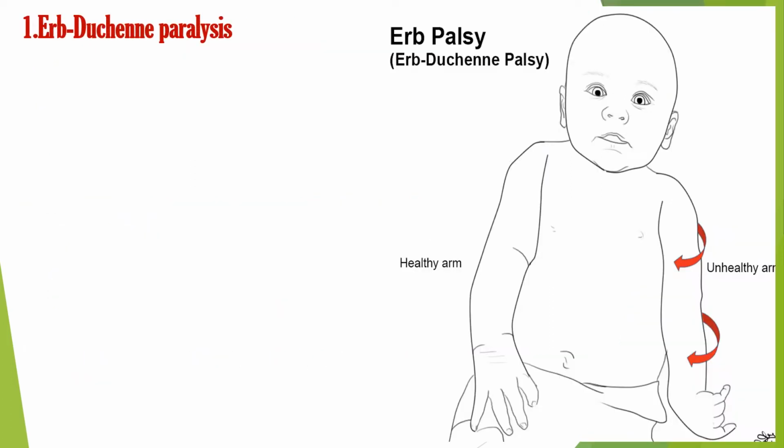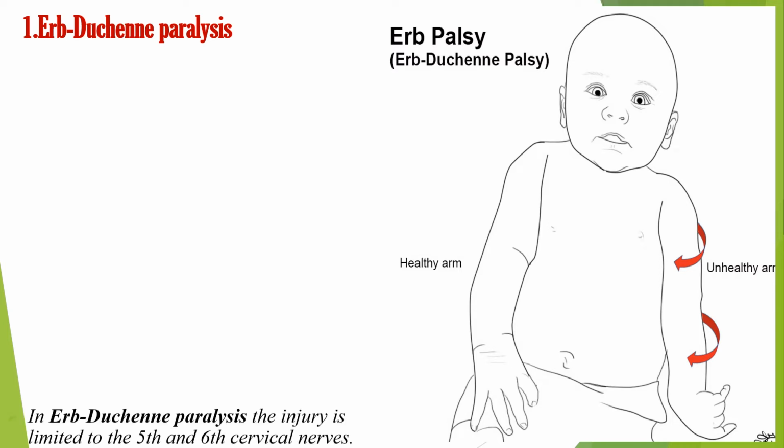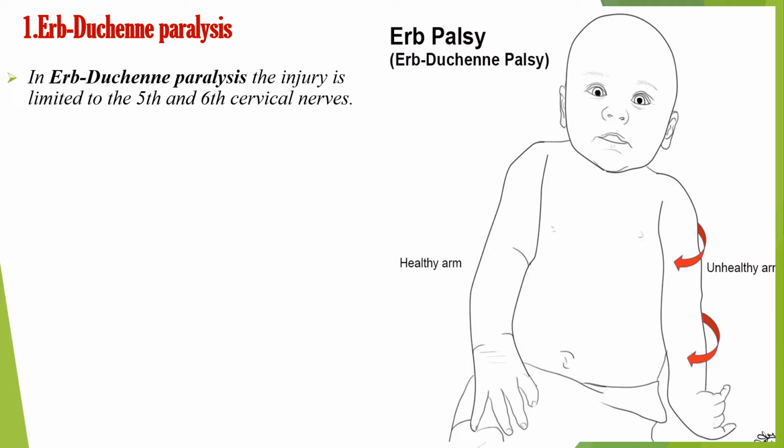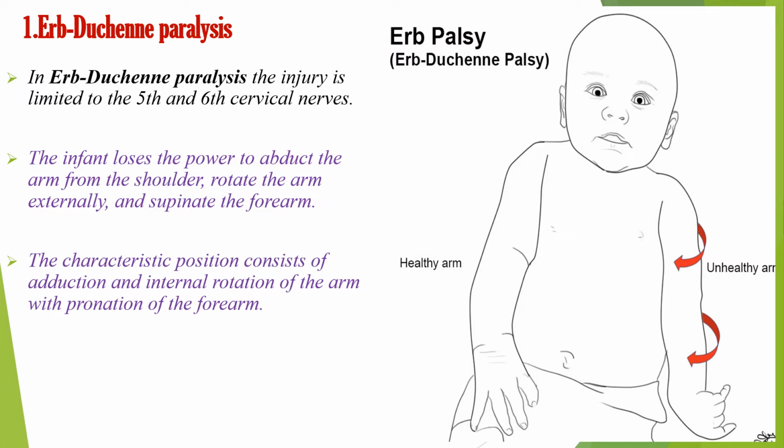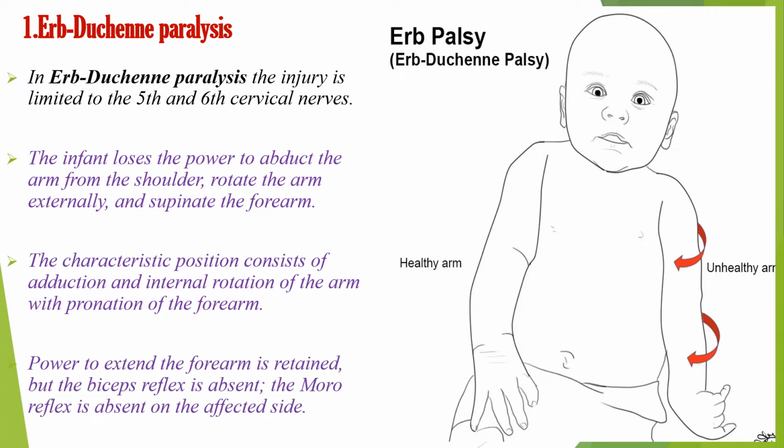There are two types of brachial injury. The first one is Erb's paralysis. In Erb's paralysis, the injury is limited to the fifth and the sixth cervical nerves, and the infant loses the power to abduct the arm from the shoulder, rotate the arm externally, and supinate the forearm. The characteristic position consists of adduction and internal rotation of the arm with pronation of the forearm.